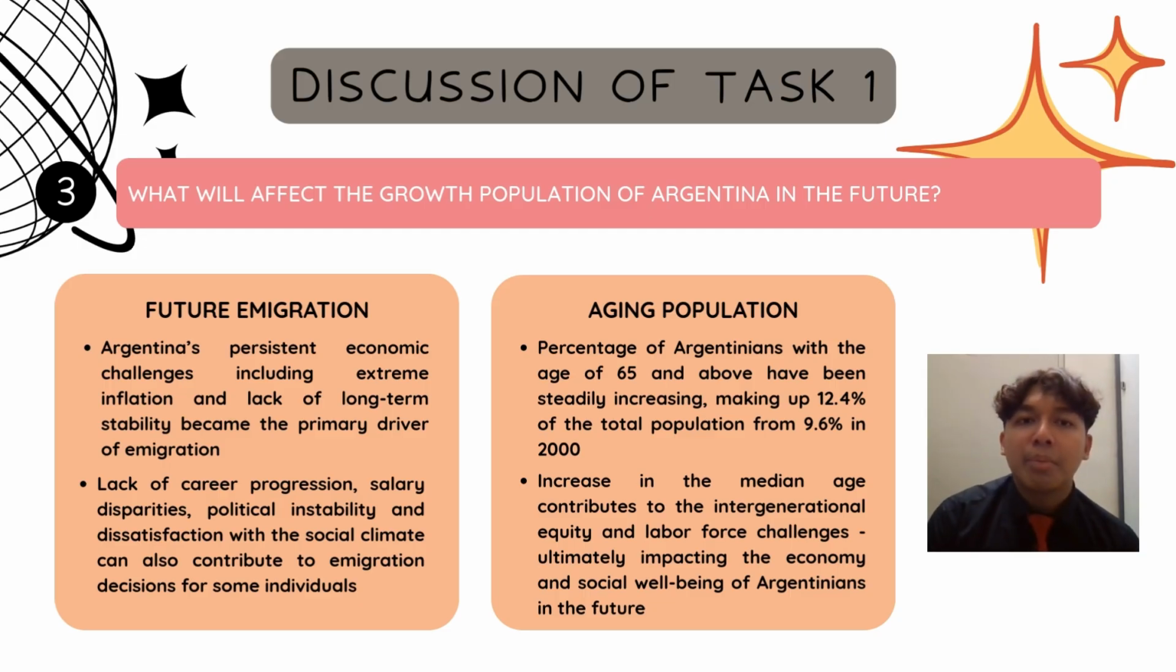After that, the aging population of Argentinians will also be one of the factors that will affect the population of Argentina in the future. The percentage of Argentinians aged 65 and older has been steadily increasing. This group constituted around 12.4% of the total population, a rise from 9.6% in 2000. Projections also indicate that this trend will continue, with older adults making up a significantly larger share of the population in the coming decades. The median age is rising, indicating a shift towards an older demographic profile, towards 40 years old.